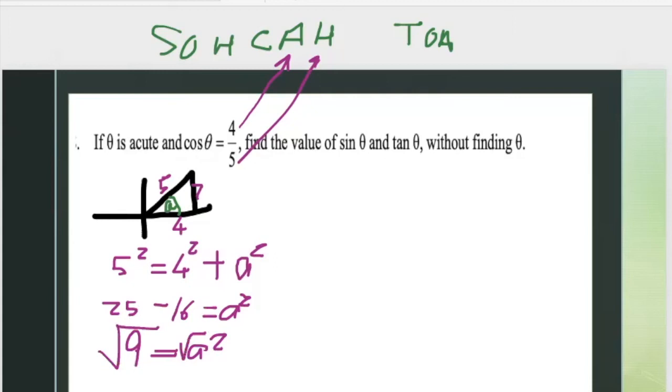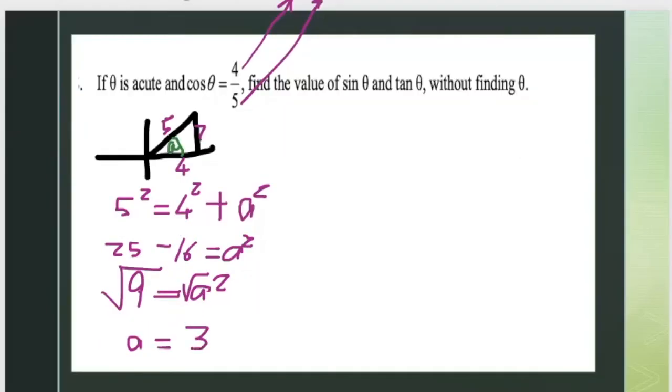But I can't use plus or minus 3 because the triangle is on the positive side. So the value is going to be positive, because here the y-axis is above. It is a positive value, and also, in the first quadrant, all the values are positive.